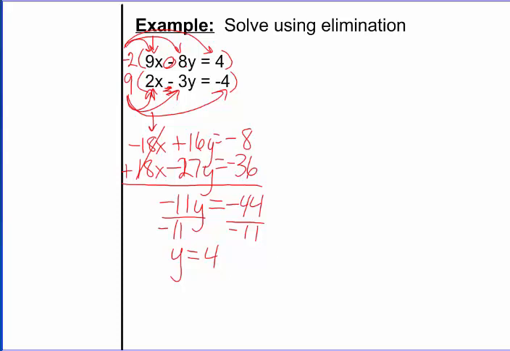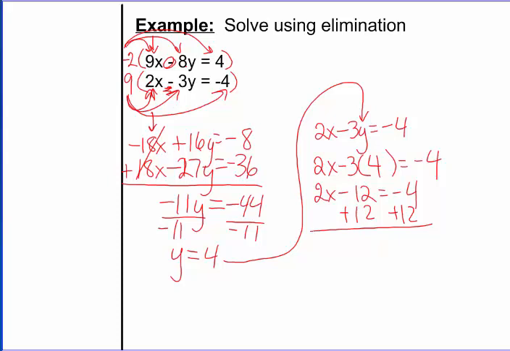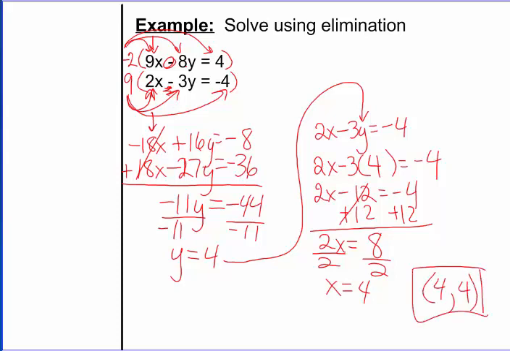Pick one of the original equations. So I'm going to use the 2x minus 3y equals -4. Take the value you just found, y equals 4, and plug it into the equation for the y value. So 2x minus 3 times 4 equals -4. So 2x minus 12 equals -4. Add 12 to both sides. So we get 2x equals 8. Divide by 2. x equals 4. Write your final solution, in this case, (4, 4). And then we'll do our checks.